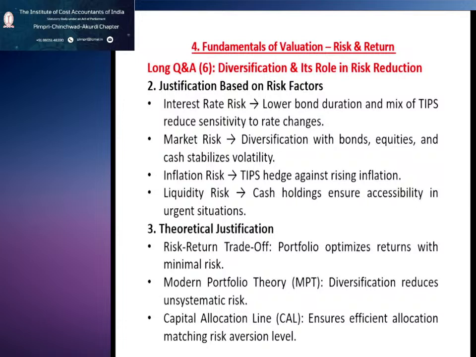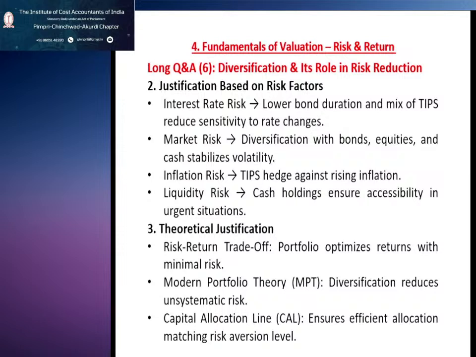Then lastly we saw the justification based on risk factors. Interest rate risk: lower bond duration and mix of TIPS reduces the sensitivity to rate changes. Market risk in a way can be dealt with by diversification, with bonds, equities and cash stabilizing volatility. Inflation risk: TIPS hedge against rising inflation. And liquidity risk: cash holdings ensure accessibility in urgent situations.